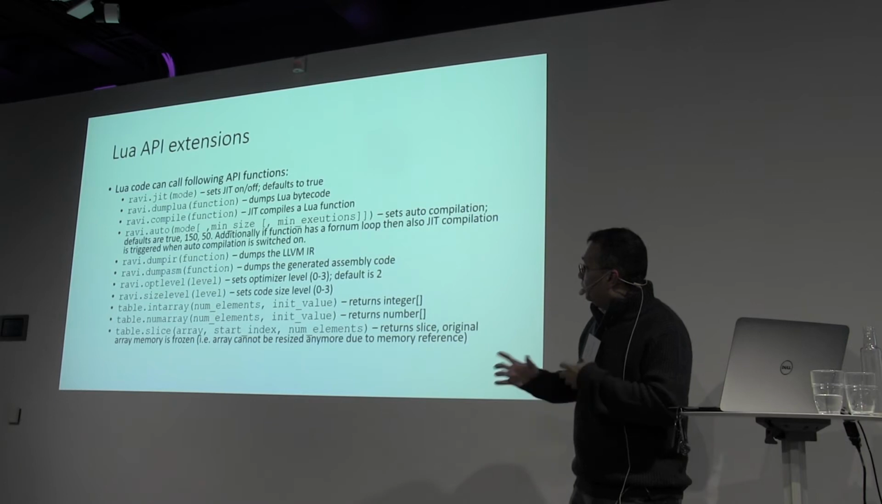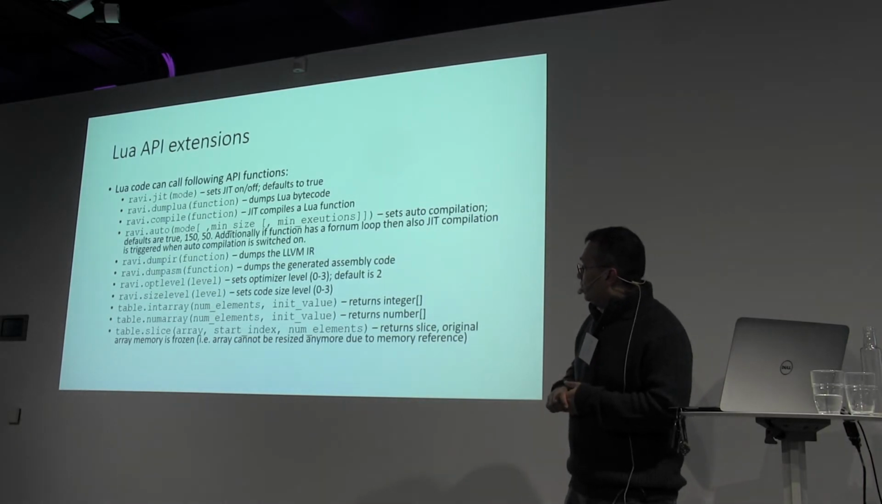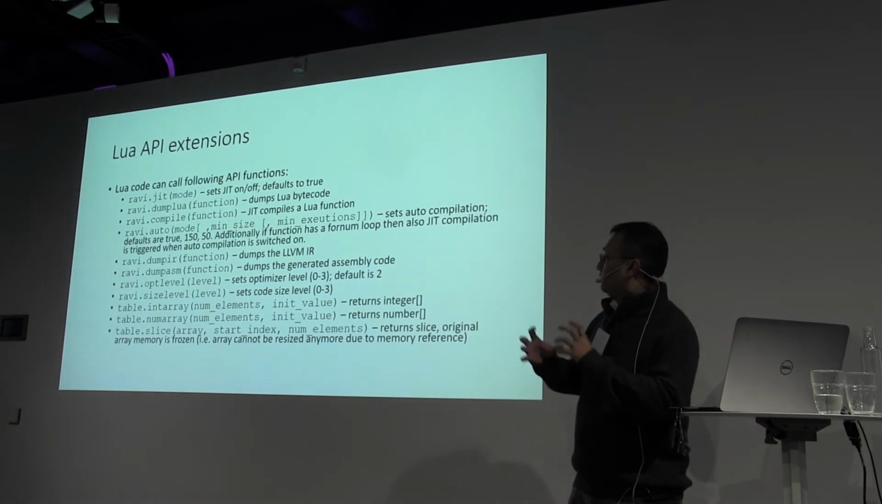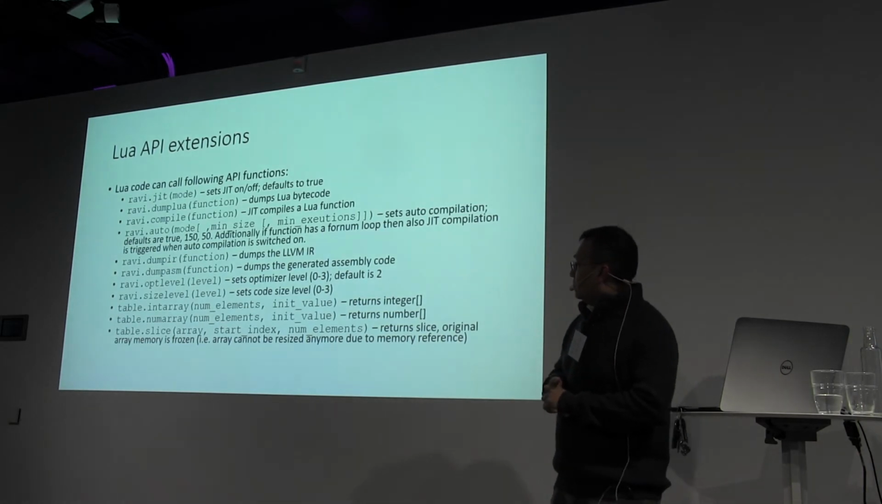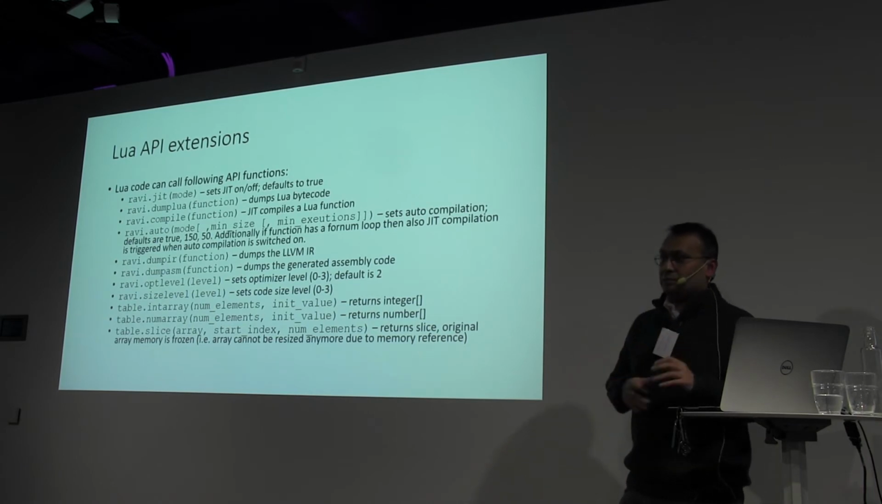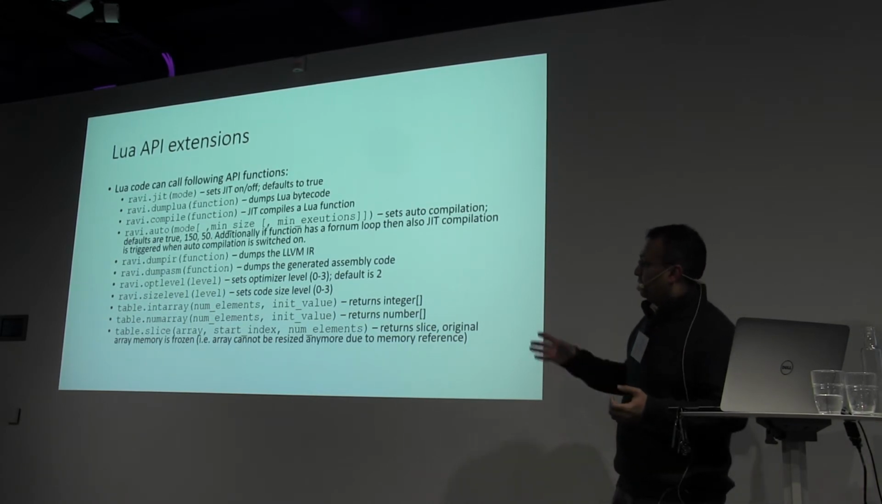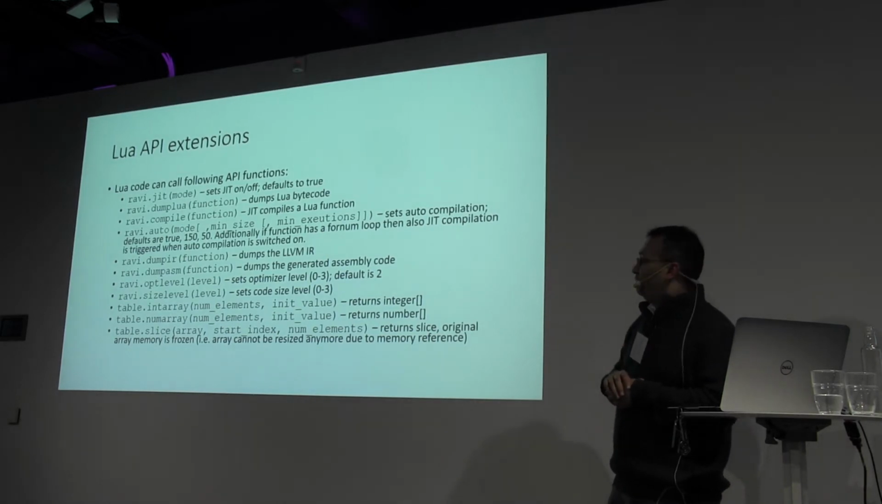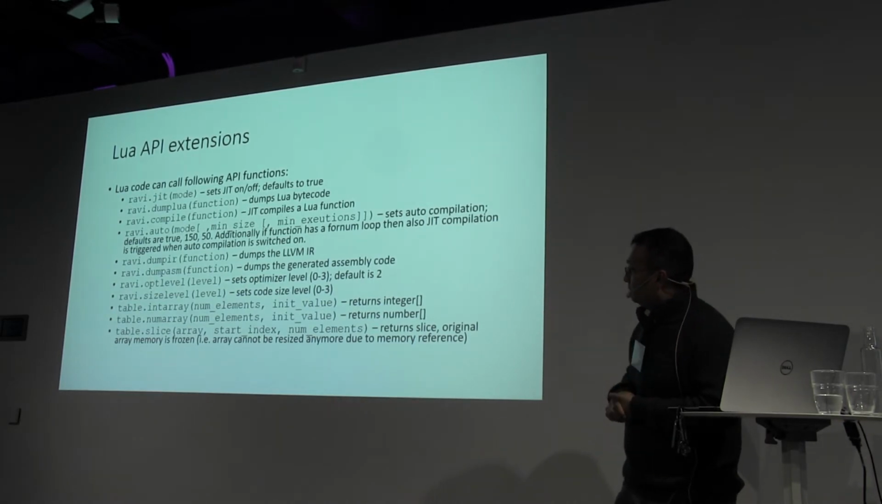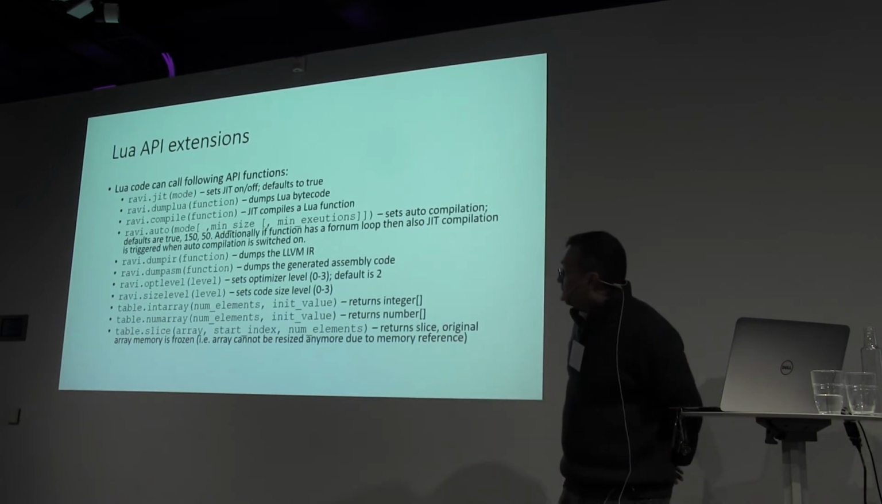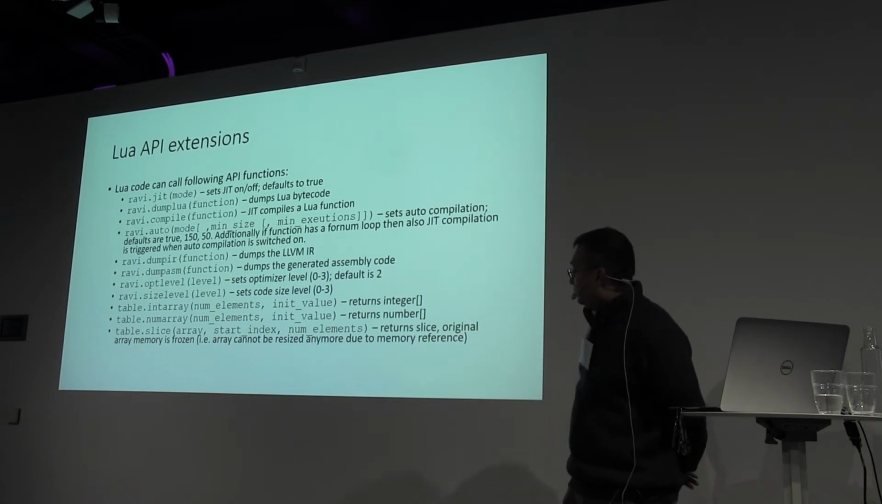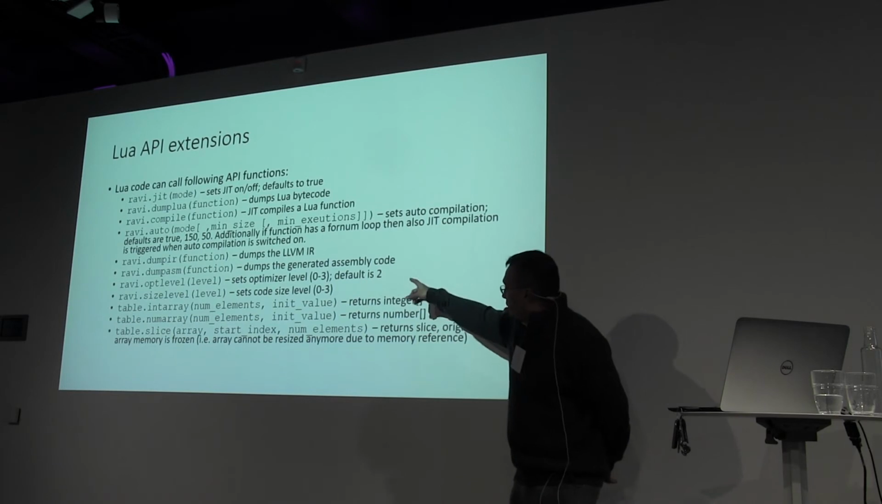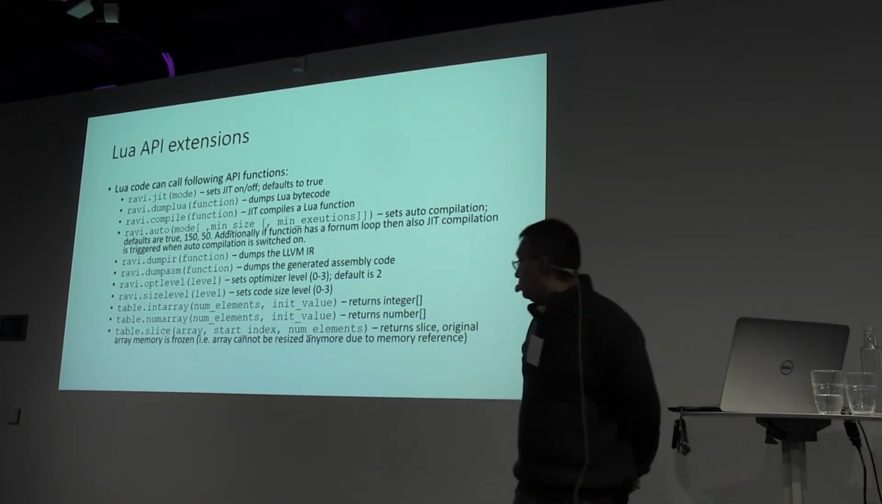So you can have a JIT compilation mode, which is on or off. You can dump Lua code, you can compile a specific Lua function. You can set some auto-compilation, which is quite primitive at the moment, I believe. I mean, when Java's first JIT compiler came in, probably they had some primitive features like that. Obviously, it can be made much more sophisticated. You can dump the LLVM intermediate code. You can dump the assembly code. You can set optimizer levels. In LLVM, the best optimization level is 2, I found, for Lua code.